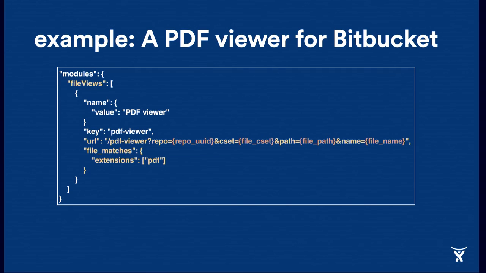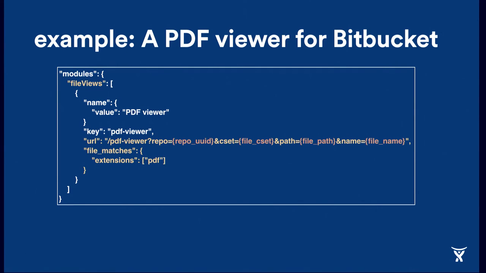Using this bit of information, my add-on can then make an API call to Bitbucket to give me the raw file. So when someone tries to view that file using my file viewer, I can pull down the file using the API and render it however I want. And here, you can see I've set up the extension to be PDF. So my add-on will be loaded whenever a PDF is being viewed.